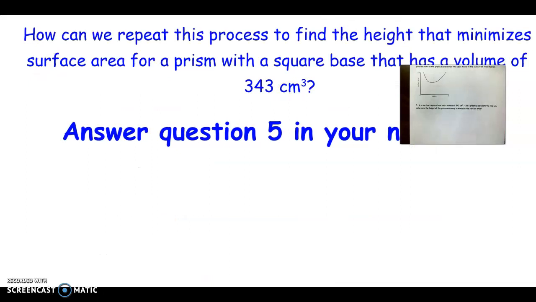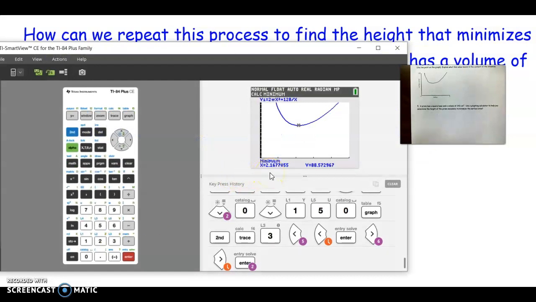Okay, so we can write that minimum, by the way, down on your notes. The x, remember, is your radius. So your radius is approximately 2.2 centimeters, which makes your surface area approximately 88.6 square centimeters. And by the way, always make sure you see it saying minimum right here so that you don't write down something that's not the minimum value.